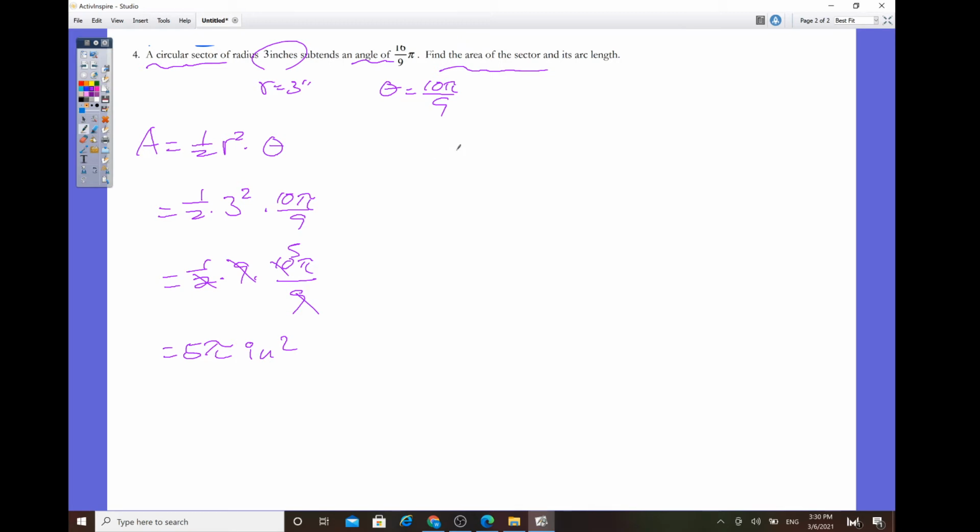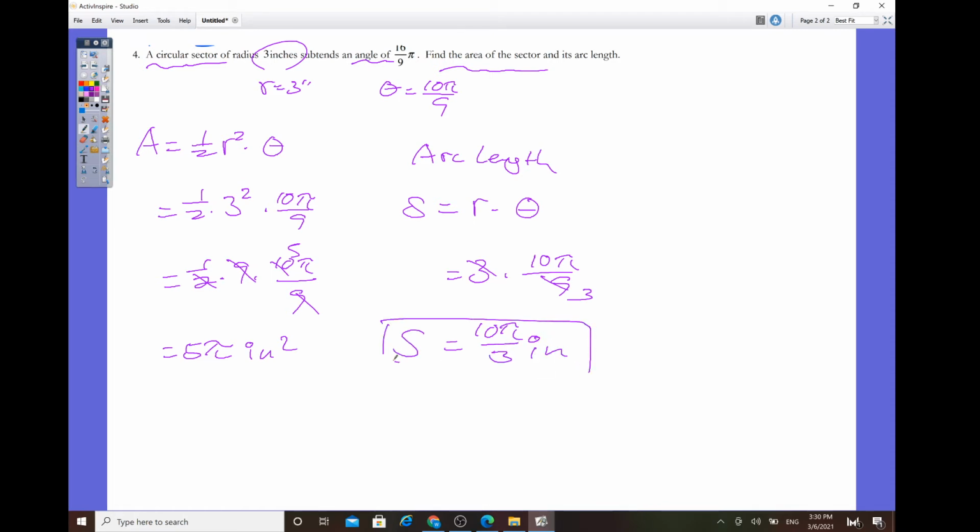Again, using the formula, which is what? S equals r times theta. So radius, once again, 3 inches, theta, 10 pi over 9. So things that we can cross cancel. So 10 pi over 3 inches. Okay, so just like that.